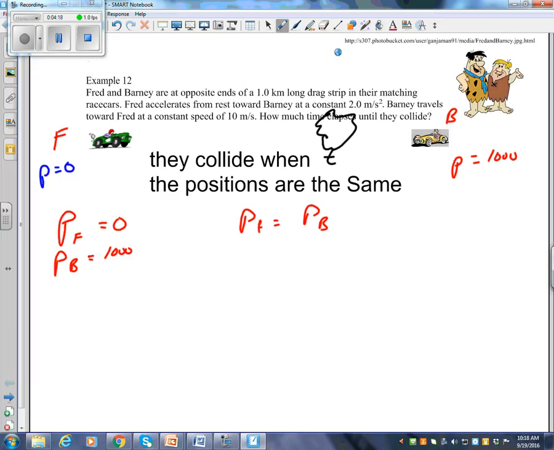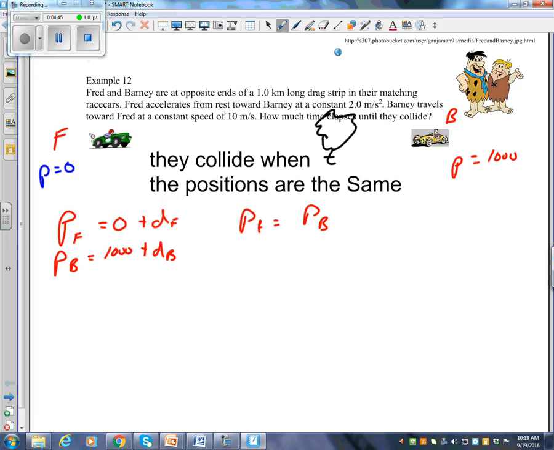So, Fred's position as the time elapses, does he have a displacement? Yes, so I'm going to write that position of Fred is actually equal to 0 plus displacement Fred. And position Barney is actually equal to 1,000 plus displacement of Barney.